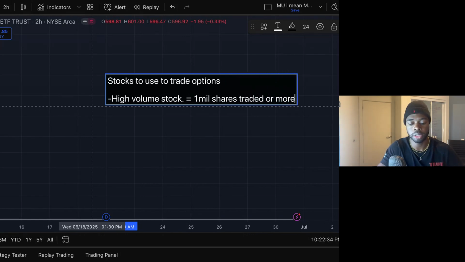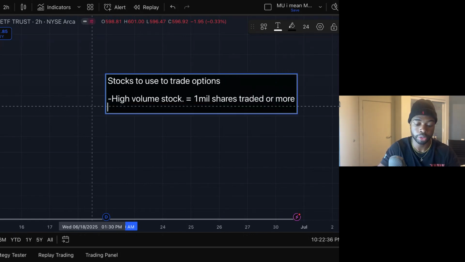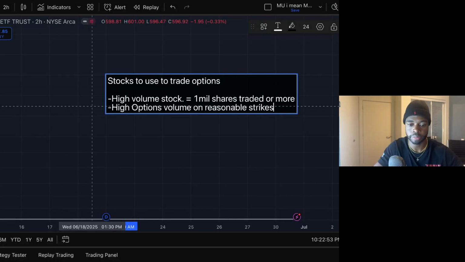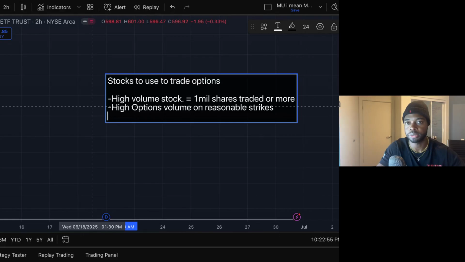And then obviously you're gonna want high options volume on reasonable strikes. So you can look into that yourself or look into that later. I'm not going to explain that. All right. But it needs to have high options volume as well.